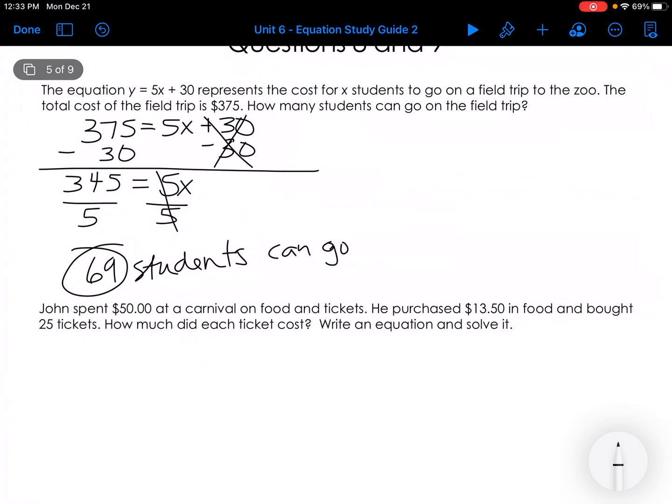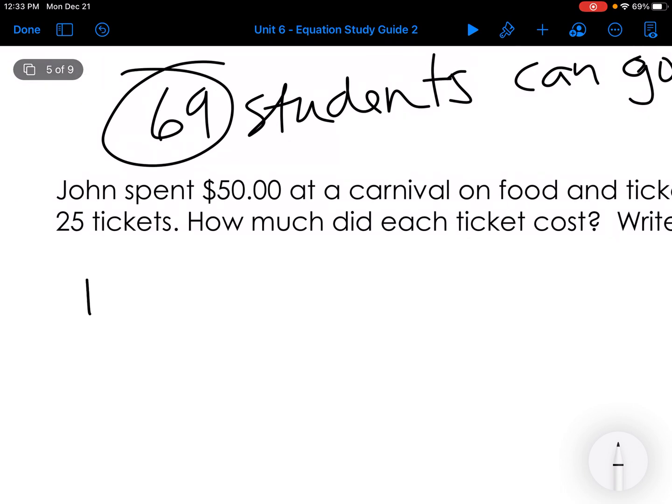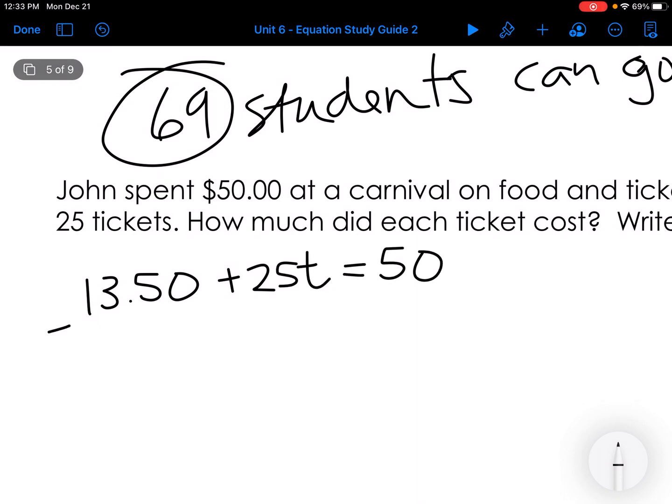All right, the next one says John spent $50 at a carnival on food and tickets. He purchased $13.50 in food and bought 25 tickets. How much did each ticket cost? Write an equation and solve it. So I know $13.50 is my constant, plus the 25 tickets, and he spent a total of $50. So I'm going to zero out first.